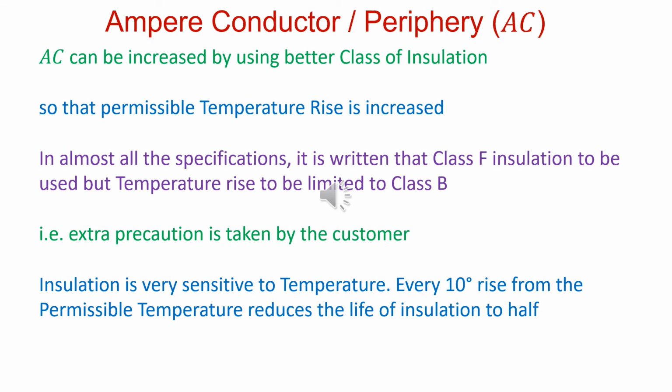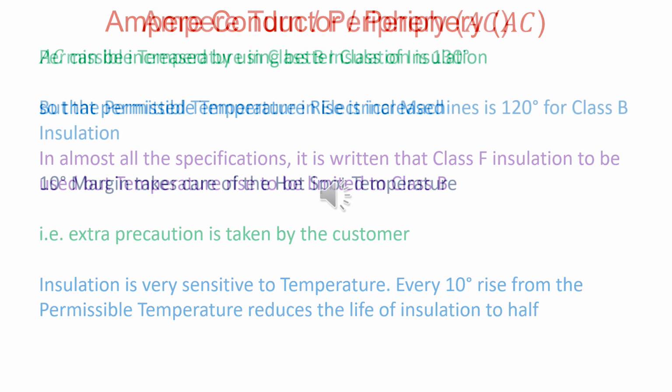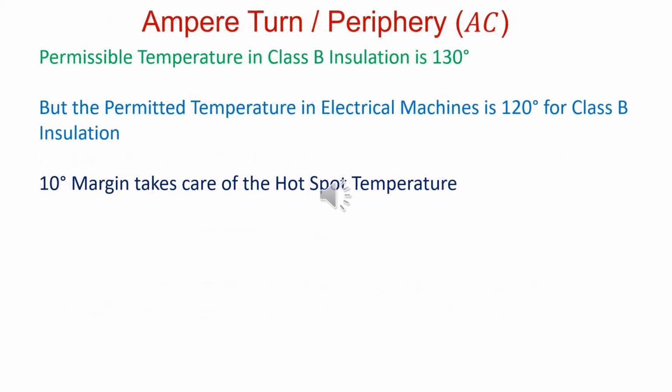Higher ampere conductor increases temperature and may affect insulation. Insulation is very sensitive to temperature. For every 10-degree rise above permissible temperature, life of the insulation becomes half. Hot spot temperature may also be taken care of.